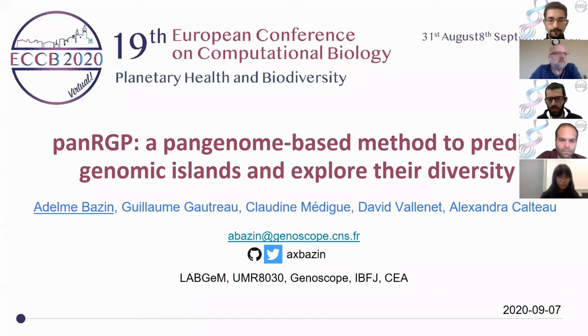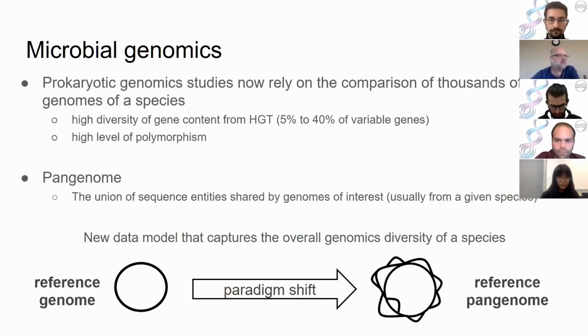So hello, I am a second-year PhD student working at LabGen Genoscope CEA in France. And I will present to you RGP, which is a method to detect genomic islands in microbial genomes. Nowadays, microbial genomic studies rely on the comparison of thousands of genomes in a species. Those genomes display a very high diversity in terms of gene content that comes from horizontal gene transfers. Between 5 to 40% of genes are variable, and they also display a very high level of polymorphism.